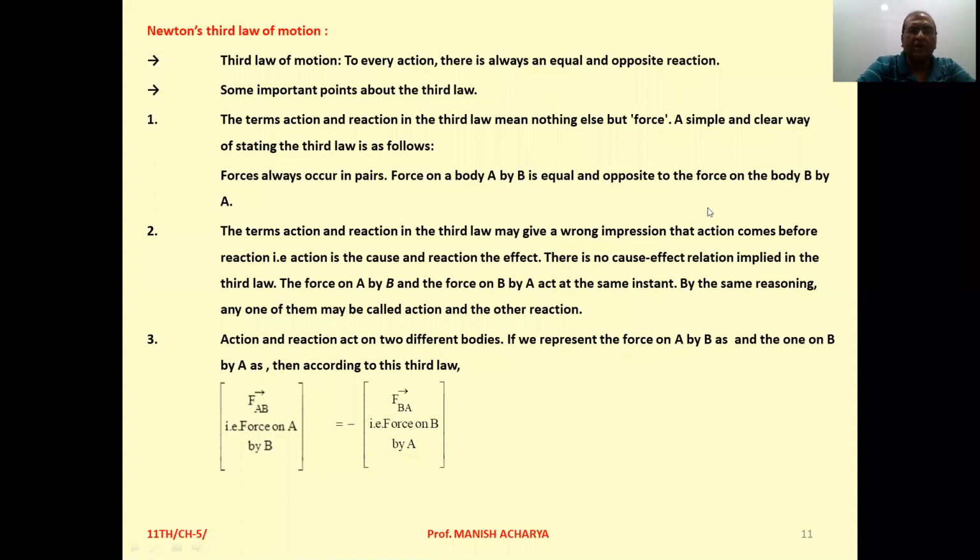Newton's third law of motion. See, during the study of the interactions between the moving spheres, when Newton was establishing the laws of motion, he thought like this: when the interaction between two objects takes place, at that time one object exerts a force on the other object.